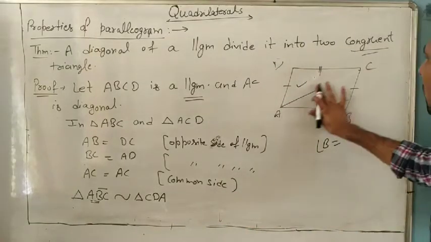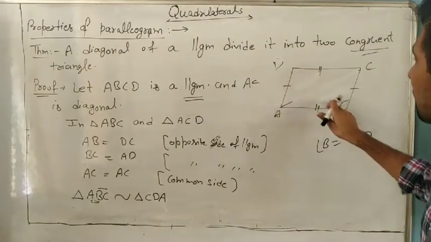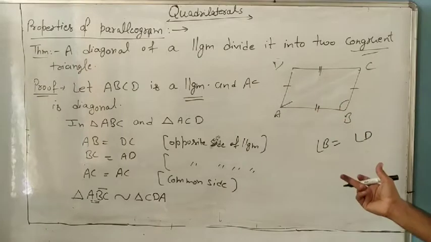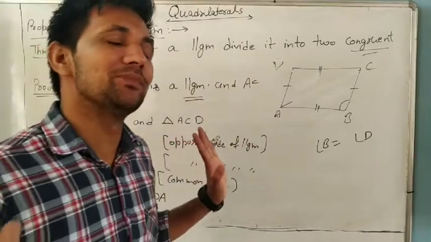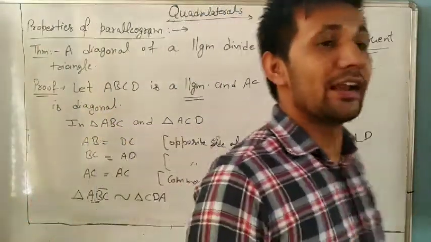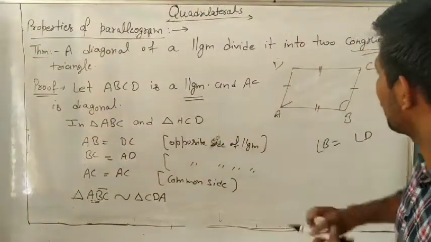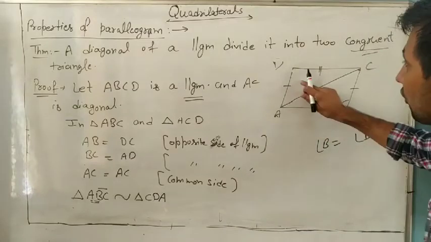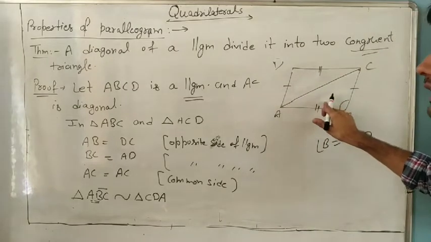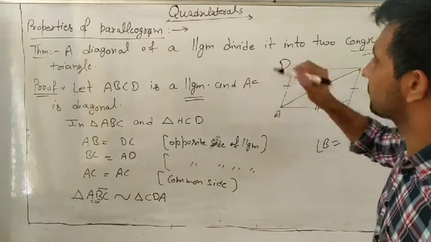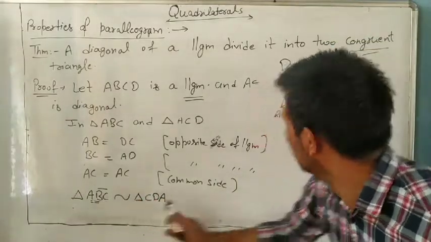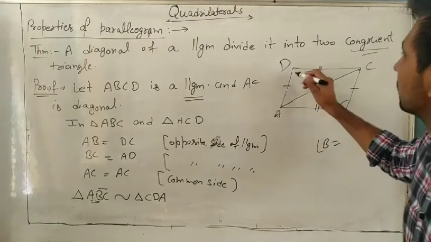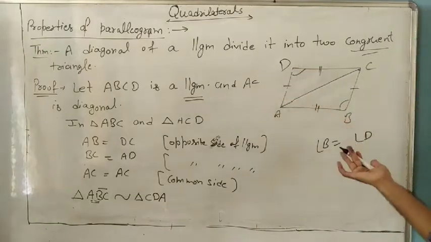And everyone knows also, in a parallelogram opposite angles are equal. Yesterday I told you, in a parallelogram opposite angles are equal. And now it's proof. First we proved that these two triangles are congruent, and if these two triangles are congruent, corresponding parts are always equal. It means corresponding part B equal to D. So opposite angles are always equal.